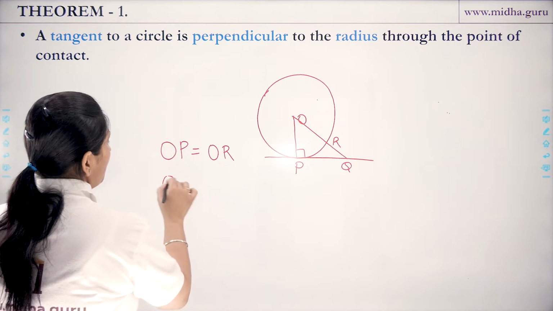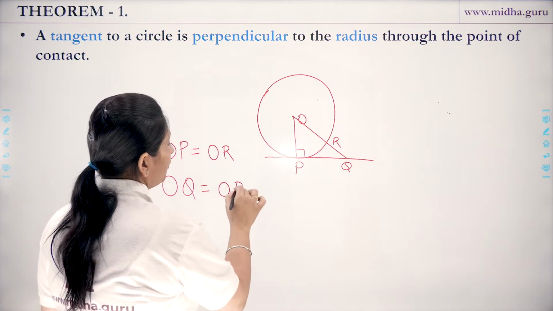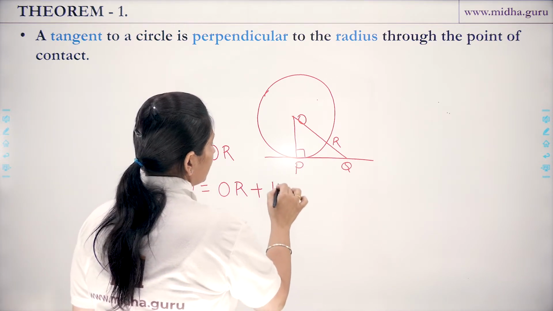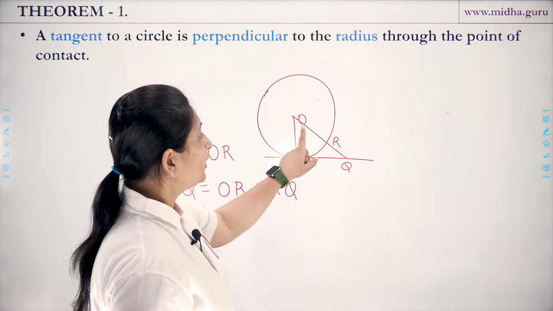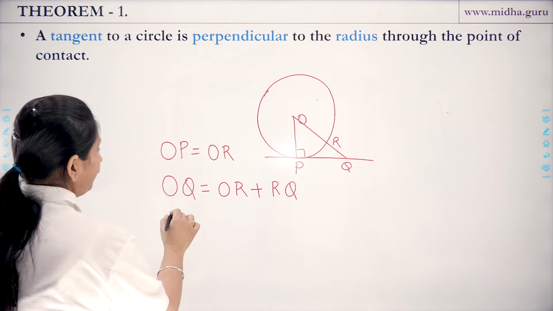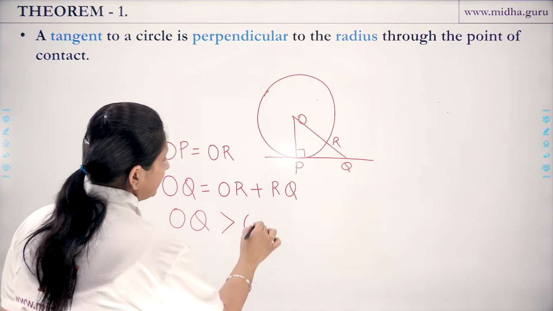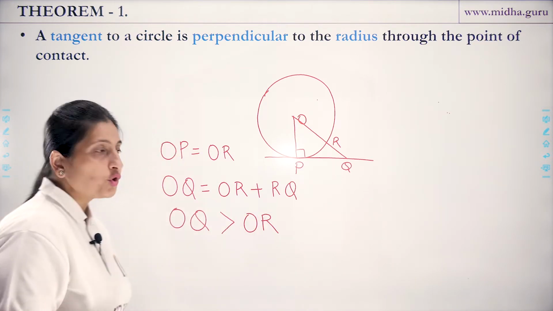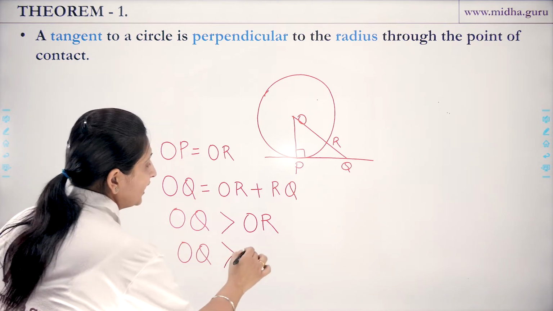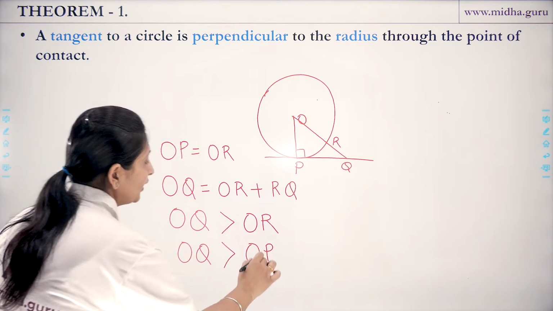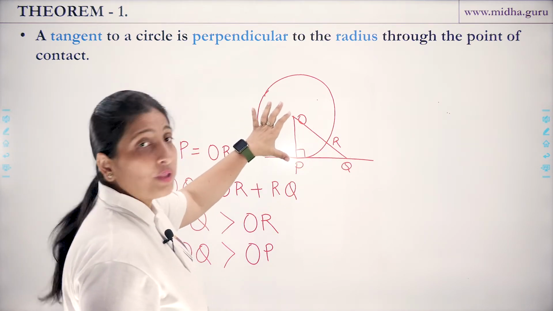Next, from the figure we can see OQ is equal to OR plus RQ. Therefore, OQ is greater than OR. Now we can write OQ is greater than OP since OR and OP are equal. So we have proved that OQ is greater than OP.